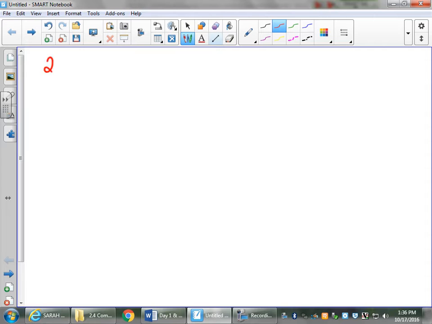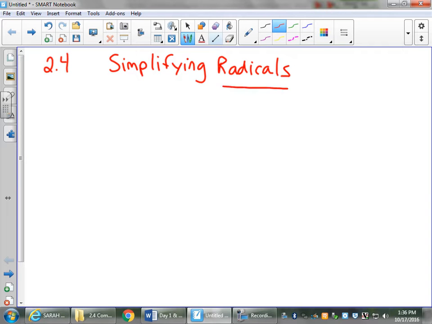We are in the fourth section of the quadratic unit, and the notes that we're going to be talking about in our notebook has a focus of simplifying radicals. Now, this is not the name of the section. The section is on complex numbers, but this is our goal today. That is our objective for the first half of class within section 2.4.